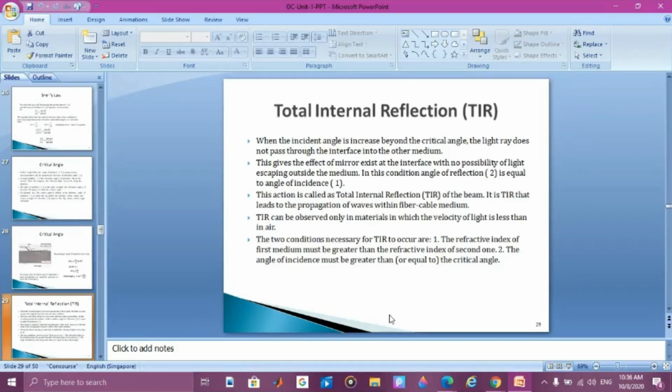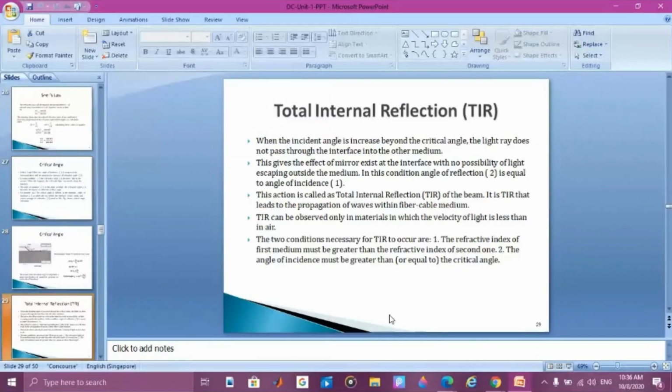Total internal reflection, we call it TIR. Total internal reflection occurs when the incident angle is increased beyond the critical angle. What I am saying is, as the incident angle increases, the refractive angle also increases progressively. So when it meets along the surface, it is 90 degrees. That is, phi 2 is equal to 90 degrees, normal to the angle.